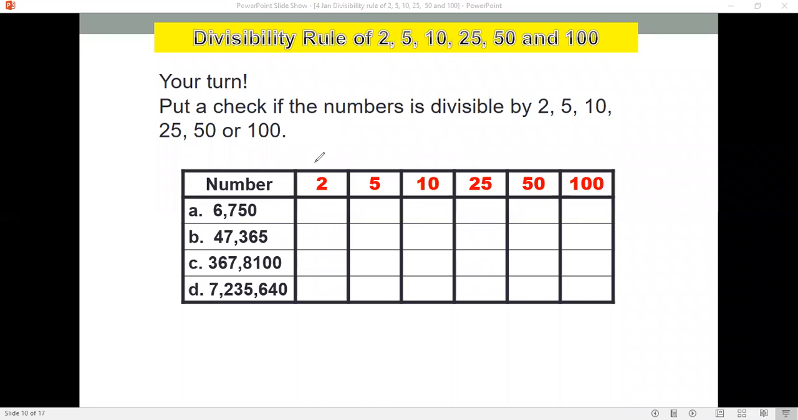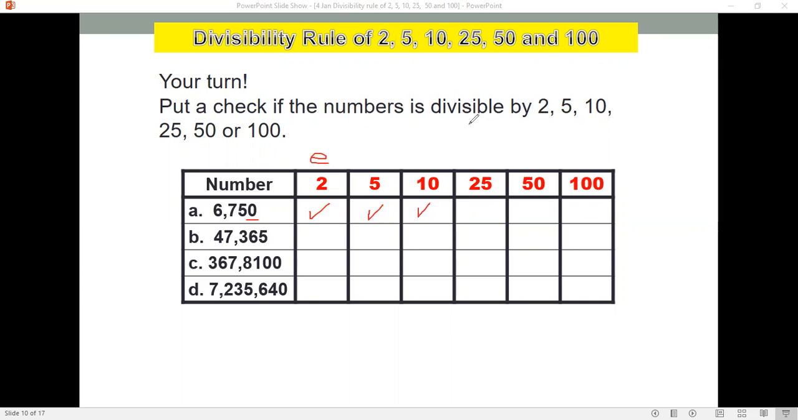Divisibility rule of 2. Remember, it should be even. Is this number an even number? Yes, because it ends with 0, so let's tick. Is it divisible by 5? Yes, because it ends with 0 or 5, and it ends with 0, so yes. Divisible by 10: a number always ends with 0, and it ends with 0, so it is a tick.